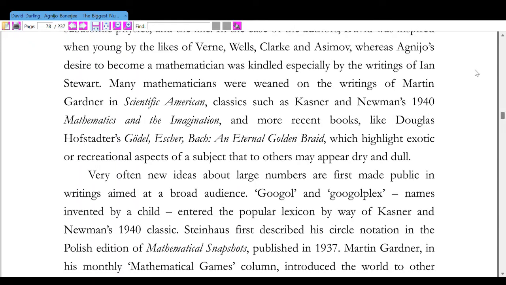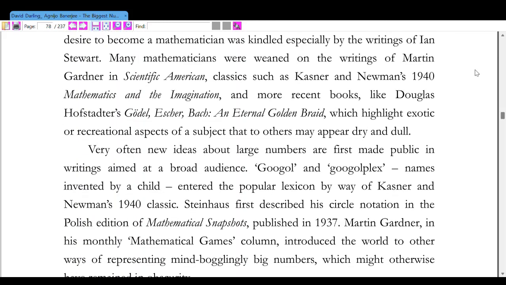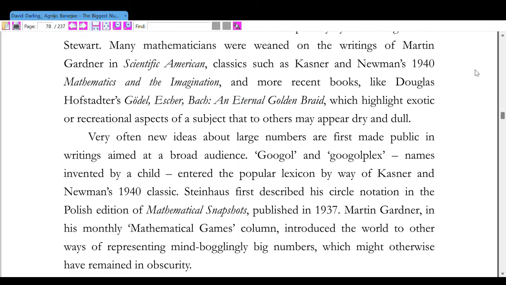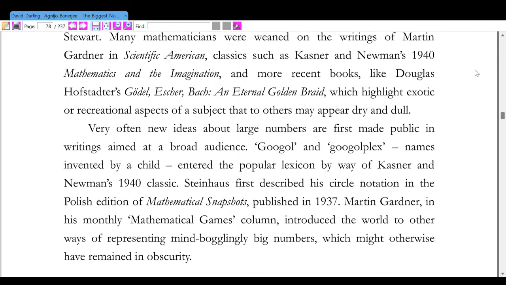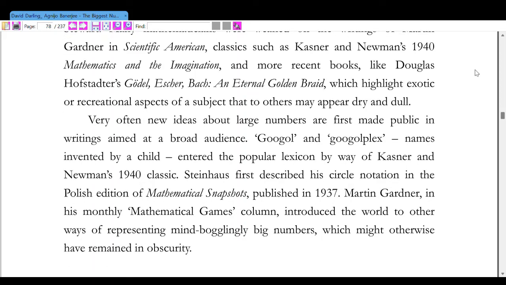Many mathematicians were weaned on the writing of Martin Gardner and Scientific American classics such as Kasner and Newman's 1940 Mathematics and the Imagination, and more recent books like Douglas Hofstadter's Gödel, Escher, Bach, an eternal golden braid, which highlight exotic or occasional aspects of a subject that others may appear dry and dull.